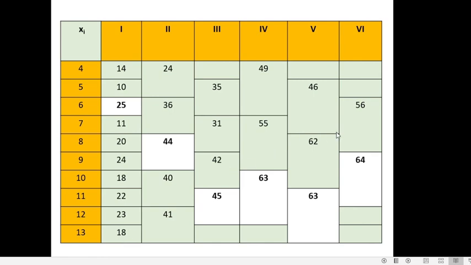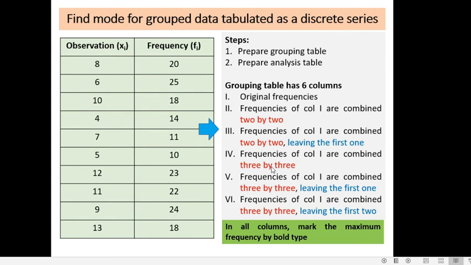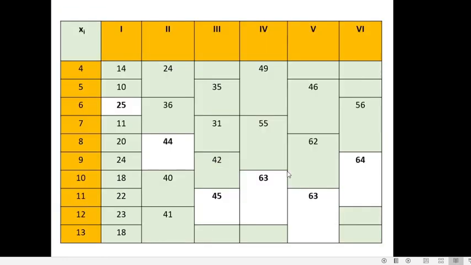Now, we go to column 4. Column 4 represents frequencies of column 1 combined 3 by 3. The first three, 14, 10 and 25 are combined, you get 49. 11, 20 and 24 combined, you get 55. 18, 22 and 23 combined, you get 63, and the last one is left out. So, that is column 4.